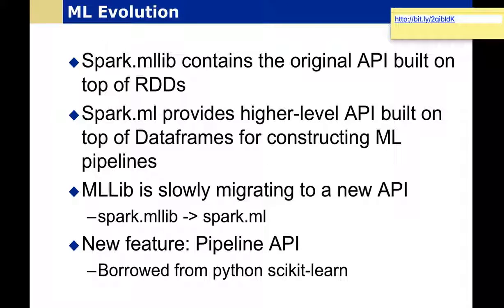Now, Spark.MLLib is the original API that existed from Spark 1.x, and it's built on top of RDDs, resilient distributed datasets, which are the base data type of Spark. The Spark.ML namespace provides a newer, higher-level API that was built on top of the data frame API, for constructing machine learning pipelines. So MLLib is slowly migrating to this new API, Spark.MLLib going to Spark.ML. The new feature that this provides is the new pipeline API, which is borrowed from Python's scikit-learn package.